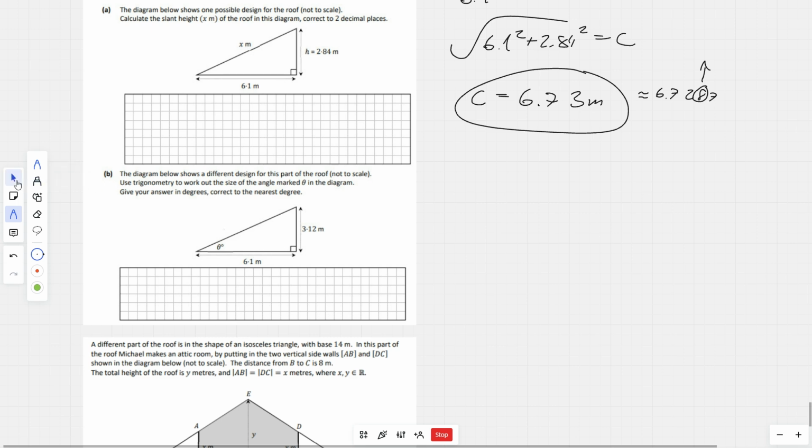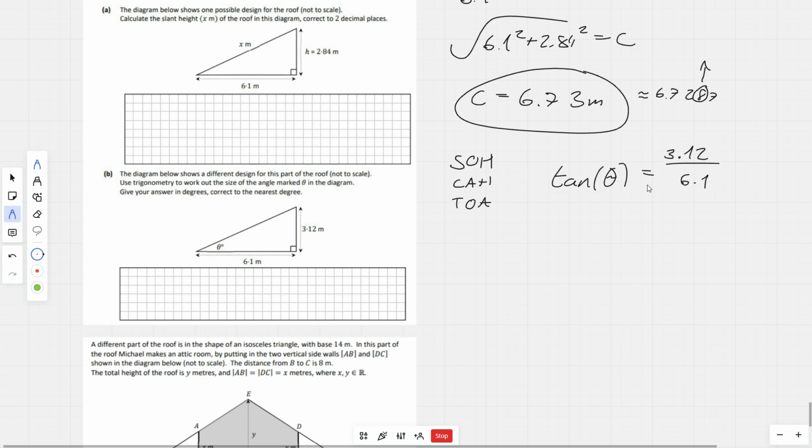How do we write that out? So the way I like to remember it is SOH CAH TOA. SOH CAH TOA. And then by saying opposite and adjacent, I see that it's here. So it's going to be tan of theta, which we don't know, is equal to opposite, which is 3.12, over adjacent, which is 6.1.